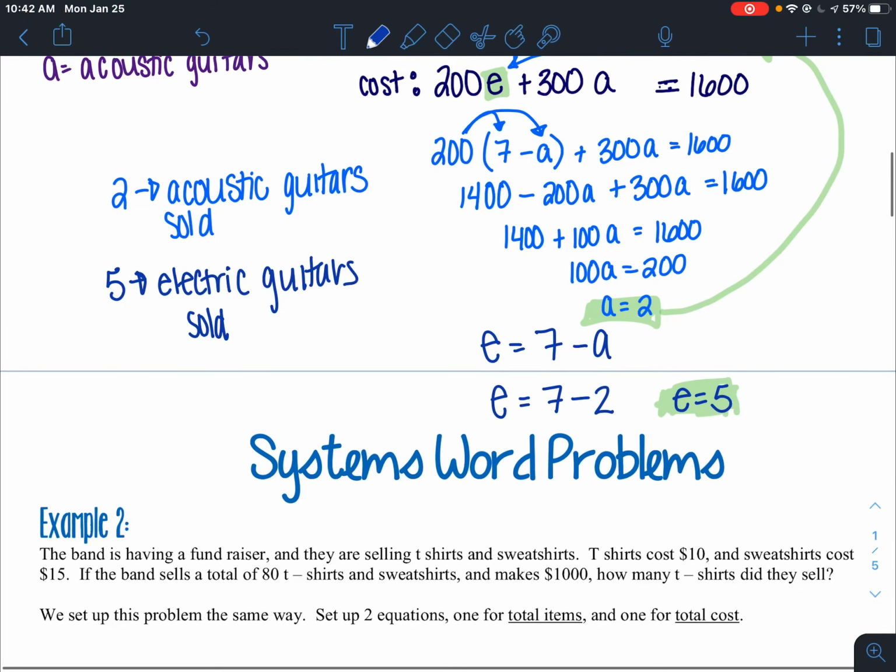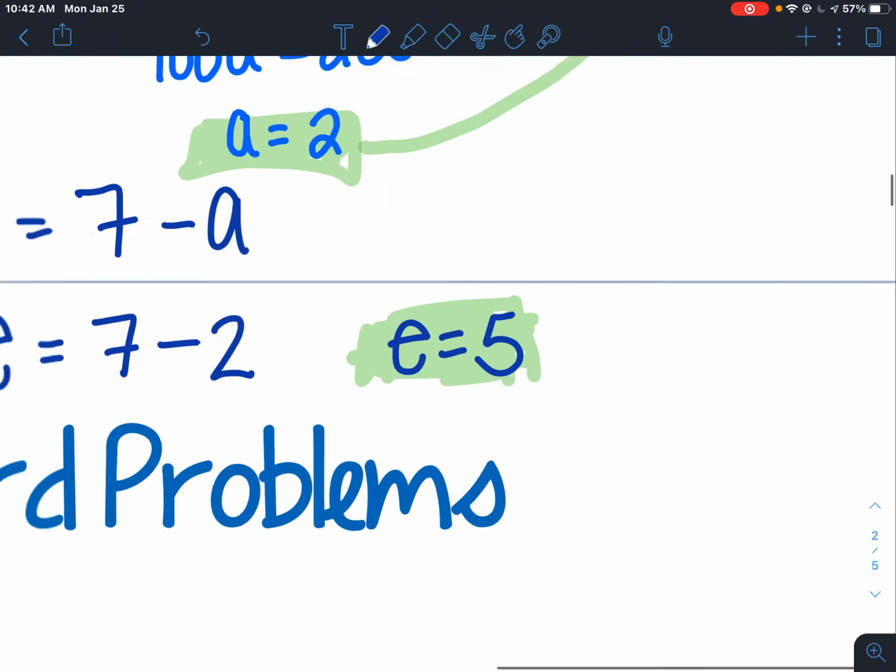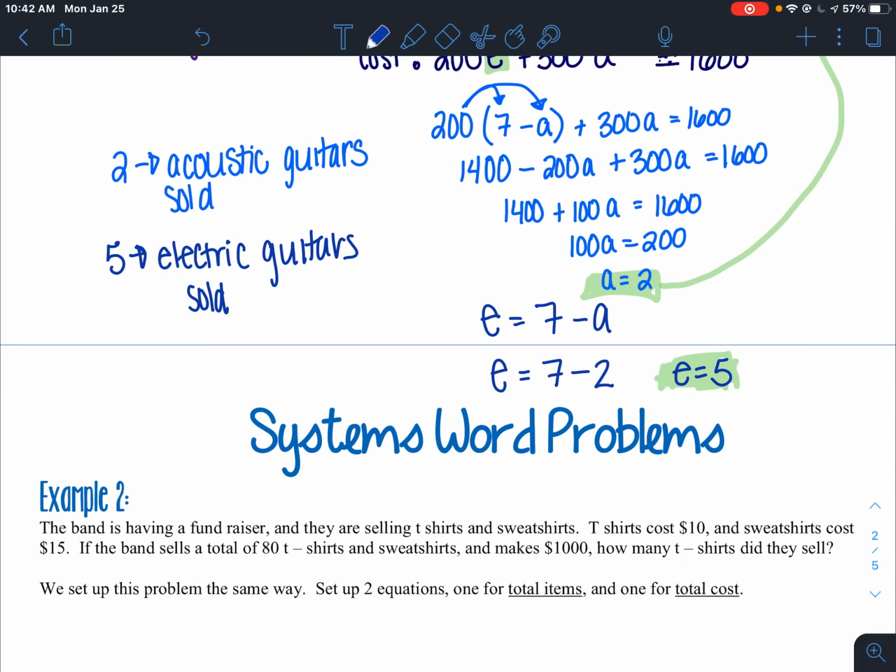Okay, and notice that I did go a step further. Instead of just giving A equals 2, E equals 5, I did explain in the context of the problem how many guitars we specifically sold. Now, if you're looking at the answer key, there is a mistake on the answer key, so my answer does not match because I wrote down the wrong number. So don't be alarmed by that.